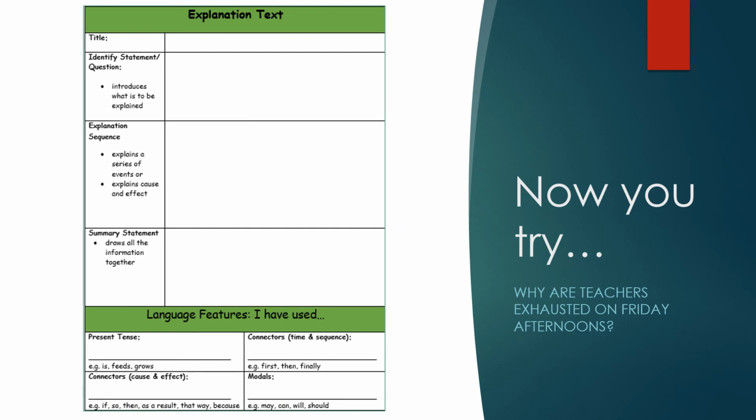At this point in the learning sequence, your students might be ready for the you do portion of the lesson. They can try writing their own explanation text. Feel free to pause the video and try it yourself. Write an explanation text about why teachers are so exhausted on Friday afternoons. Don't forget to check off your language features at the bottom.